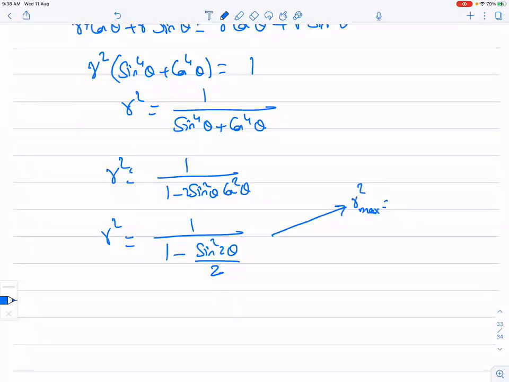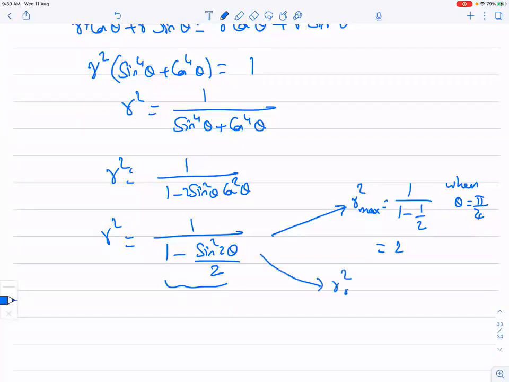Now what is the maximum value of r square, the maximum distance? When is r square maximum? When this denominator is minimum. The denominator is minimum when sin is maximum. That is 1 upon 1 minus half, where theta is 45 degrees. At that time 1 minus 1 by 2 is 1 by 2, so this value will be 2. r square maximum will be 2.